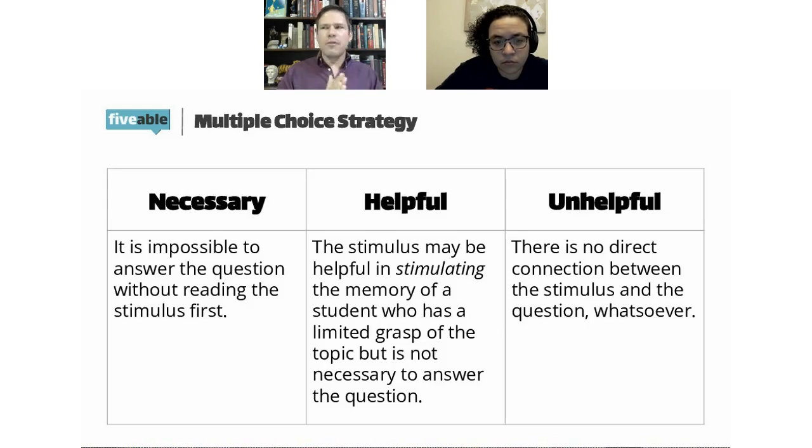So, some of the questions a student will not be able to answer without looking at the stimulus, but that is not the majority of the questions. Then you've got this kind of gray area here. Sometimes the stimulus is helpful, okay, which of course, when we think about it, the stimulus is supposed to stimulate.